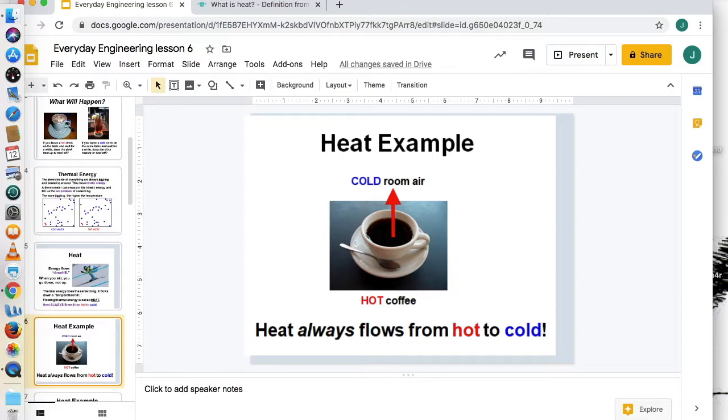For example, heat always flows from hot to cold. So for your coffee, the heat that you're feeling is coming up towards the air, the cold room air.